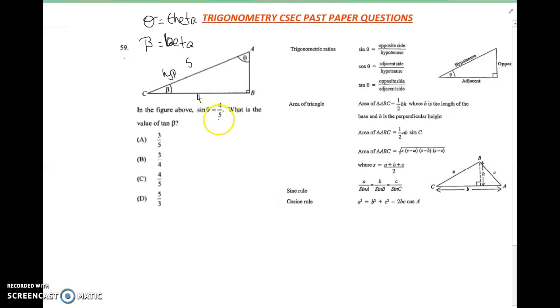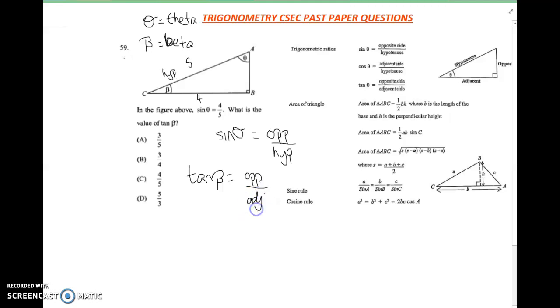Again, I'm going to go over that. Sine theta is opposite over hypotenuse. Cool? So with respect to theta, our opposite side is 4, right? And my hypotenuse is always opposite the right angle, that's 5. Cool, so we have part of our diagram labeled. So we want to find tan beta. So tan, if you look across the right hand side, is opposite over adjacent.